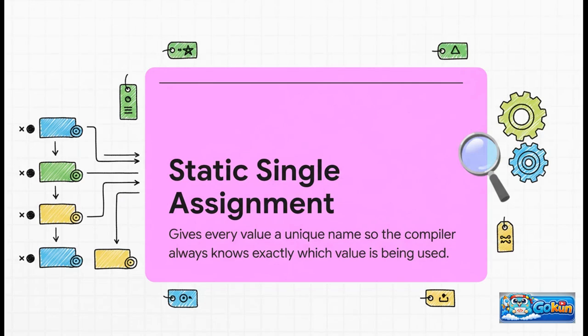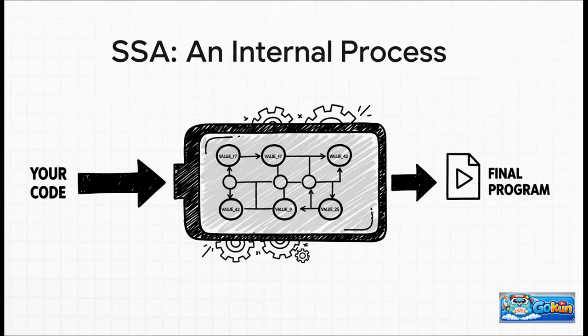And that is the whole idea behind static single assignment. The rule is simple. Every variable can only ever be assigned a value once. If a variable's value needs to change, you don't actually change the original. Nope, you just create a brand new one with its own unique name. Okay, now this is incredibly important to get. This whole transformation thing does not change your final program. It doesn't create a bunch of extra variables that slow your code down at runtime.